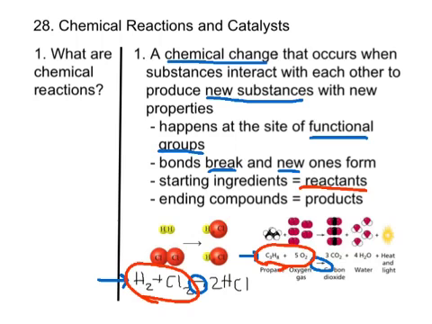Now, on the right side of the arrow, we have our products. Our ending compounds are called products. So in this first chemical reaction with hydrogen and chlorine gas, hydrogen chloride is our product, right here on the right-hand side of our arrow. And in the second one, we've got carbon dioxide and water being the products of this chemical reaction. We can always see that products are always on the right side of the arrow, and the reactants are always on the left side of the arrow.